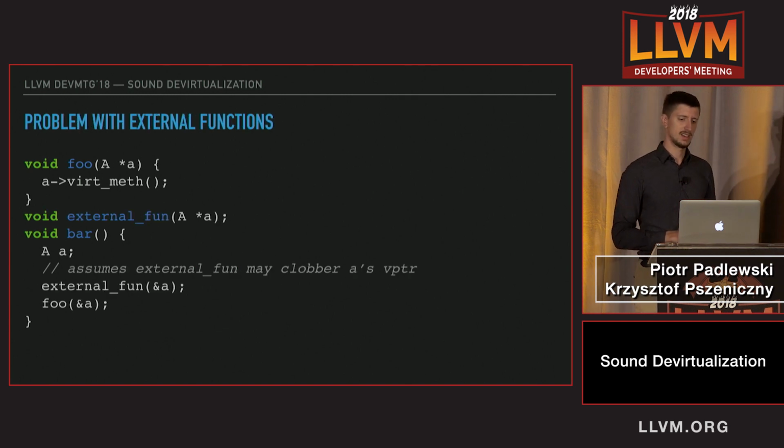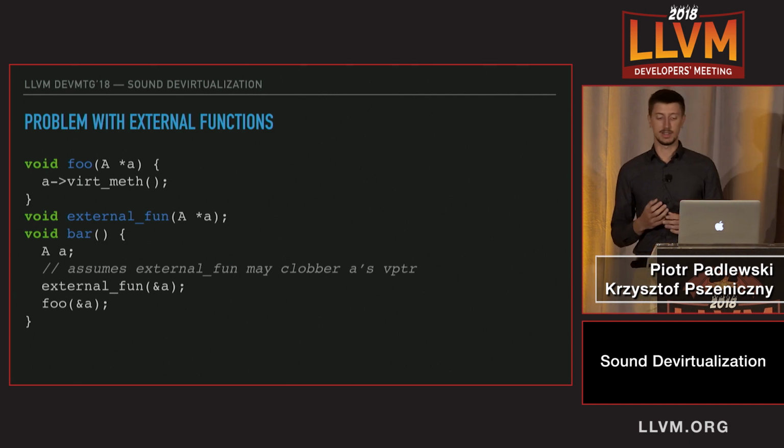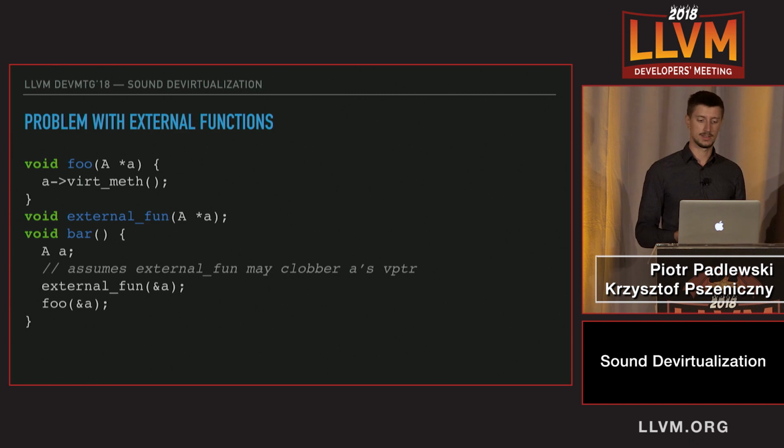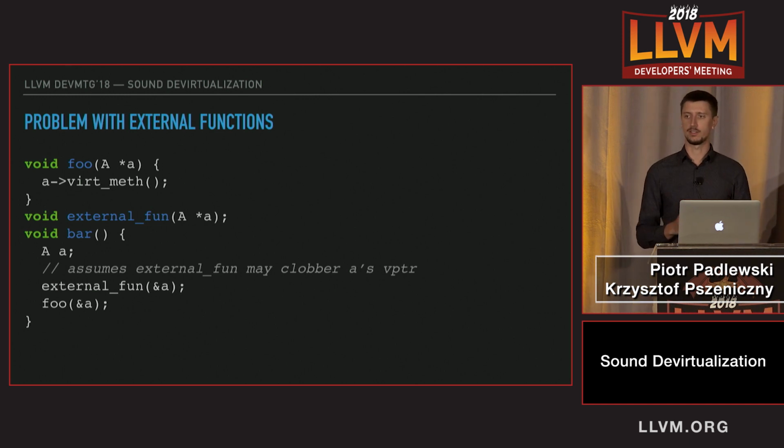However, if there is any call to an external function or a function that we cannot reason about, then it won't be devirtualized. And this is because LLVM, or the optimizer, assumes that the vpointer might be clobbered. So we conservatively need to assume that this function might have changed the dynamic type of an object, or changed the vpointer. So in this case, we will need to load the vpointer and do the indirect call.